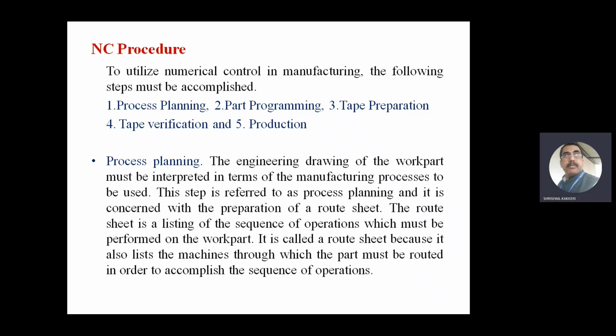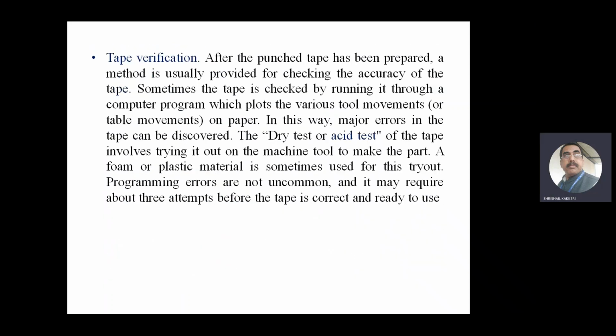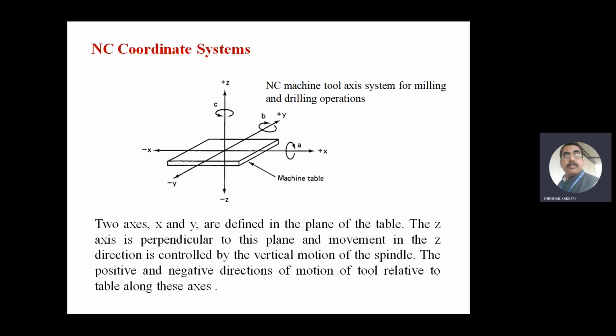This is the NC procedure. Explain the steps involved in the NC procedure. The acid test is cleaning the material, or testing the tape, or tape verification, or verification of CNC machine. You can select any one. Okay. Part programming, tape preparation, all this production. Now, I hope I am not so fast, because the second time I am going to repeat it.